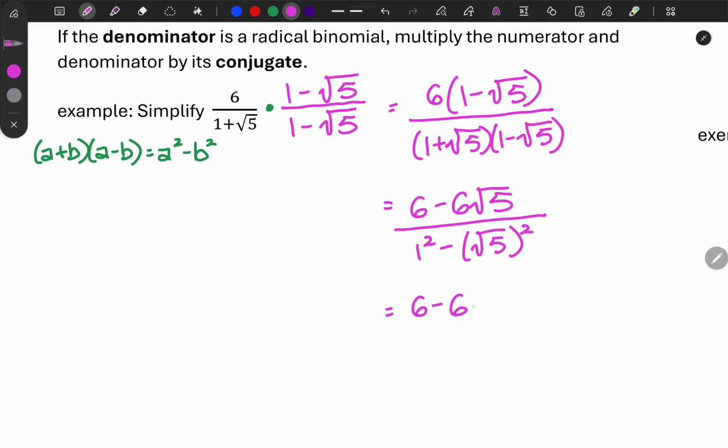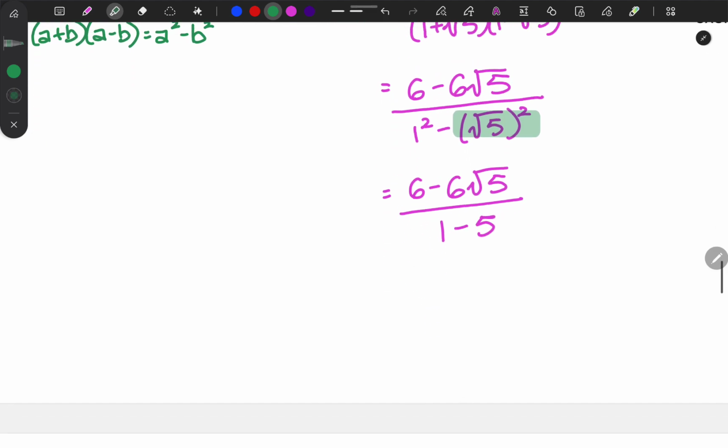Numerator stays the same, 6 minus 6 root 5. The denominator is 1 minus 5. The key thing to notice there is that the square root of 5 being squared is just equal to 5. So we have 1 minus 5. We can still simplify this a little more, so let's keep going. Numerator stays the same, 6 minus 6 root 5, but this is over negative 4. Now I can't directly divide by negative 4, but I can divide by 2. And I need to do that from every single term.